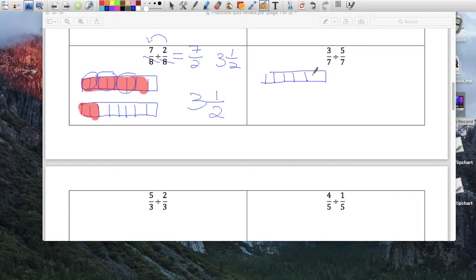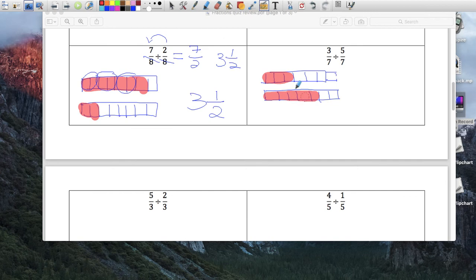1, 2, 3, 4, 5, 6, 7. 1, 2, 3, 4, 5, 6, 7. I drew one more. And 3/5 is 3/7, I'm sorry, is this. The other one is 5/7, 3, 4, 5.